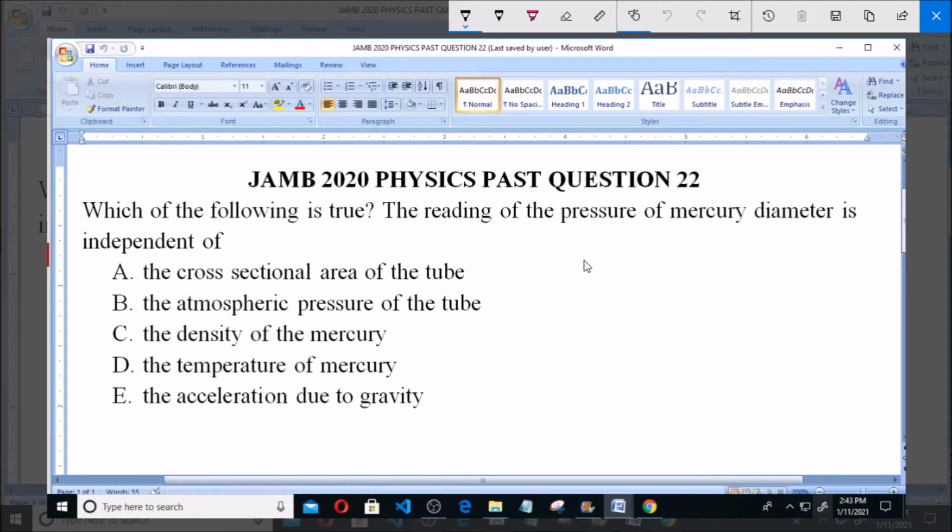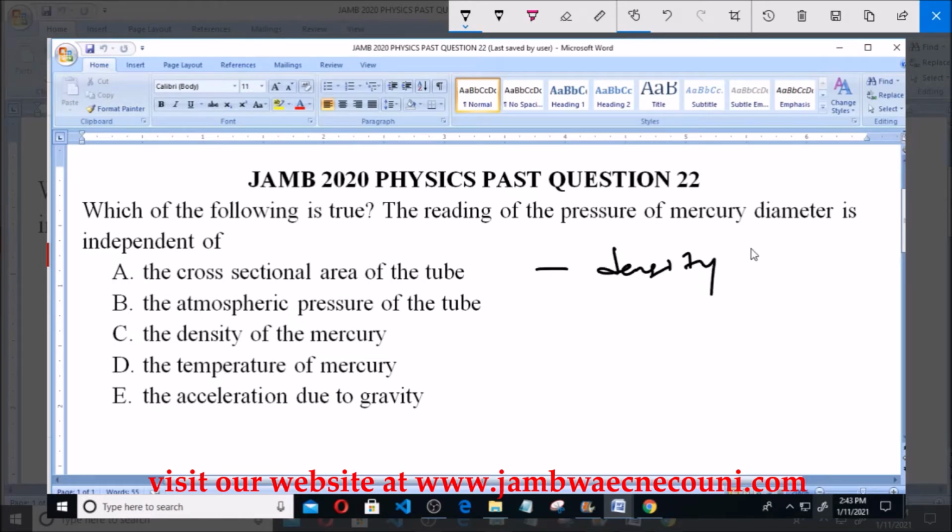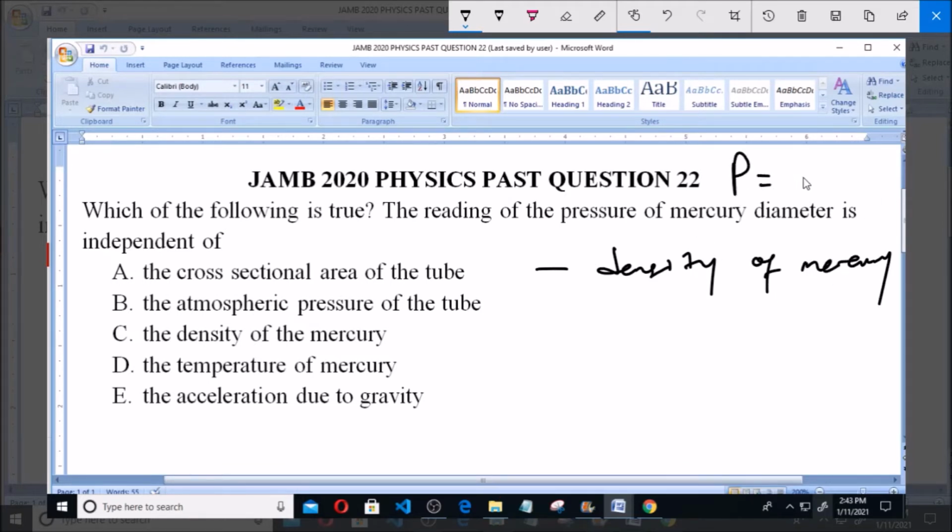Now, the pressure measured by a mercury in glass thermometer depends on the density of mercury. Now this can be derived from the formula that says P equals h rho g. Now this rho here represents the density of mercury. Now it also depends on what? It depends on the acceleration due to gravity.